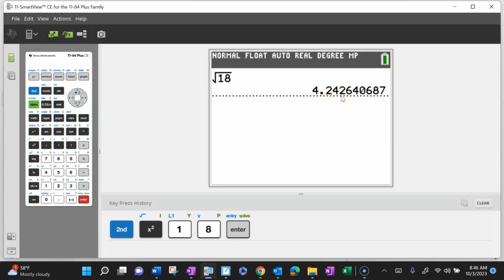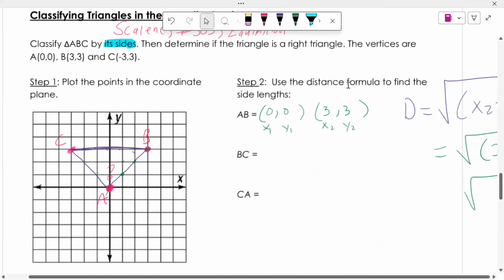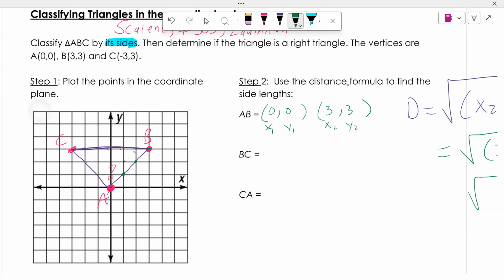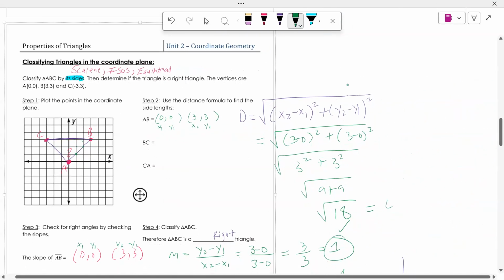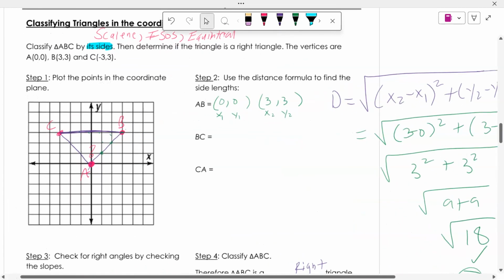So keep in mind, when I was just counting, I thought it was actually 3. When I was counting this, I said, oh, this is a distance of 1, 2, 3. But it actually turns out to be a little bit more. It looks like 4.24. So we've got to be careful. That's basically what I'm saying. So it looks like the distance from A to B is 4.24. Let's check out from C to A and see if they're the same or different.